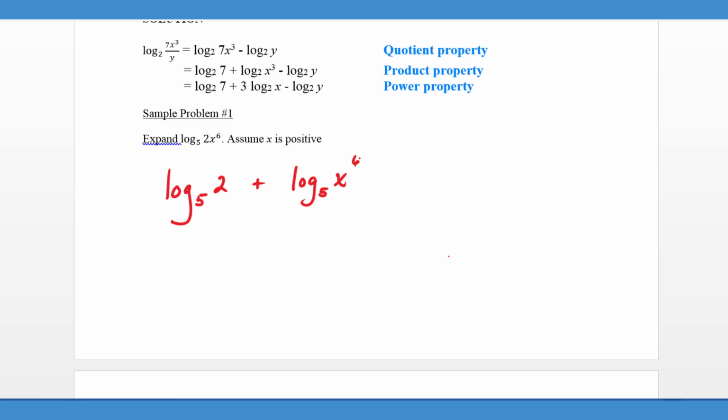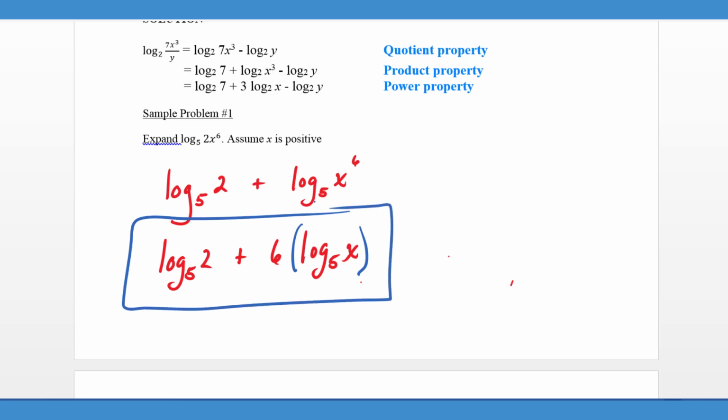Now, we've split up the multiplication into addition, but I'm still not finished because I have an exponent here, and I can put that 6 as a multiple of the log. Now, you can write it how I have it here if it makes you feel more comfortable and recognize that 6 is being multiplied to the log. You can use parentheses, and that's appropriate as well. But that is our expanded version of that log statement.